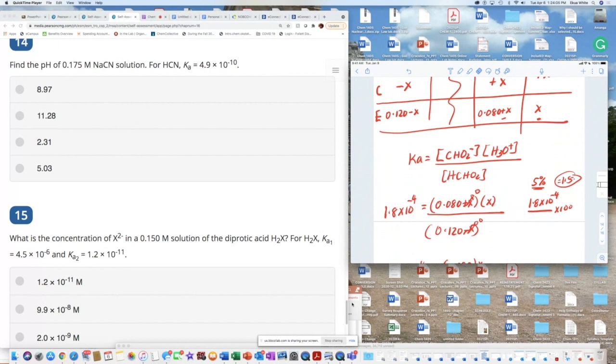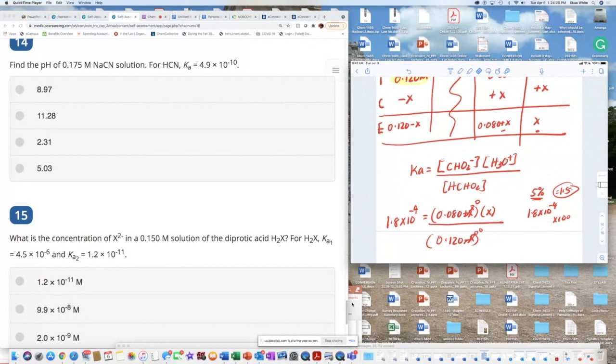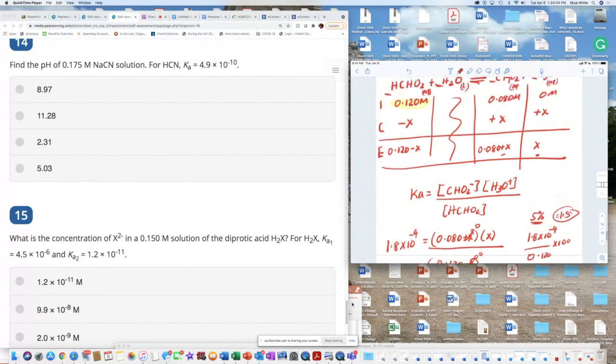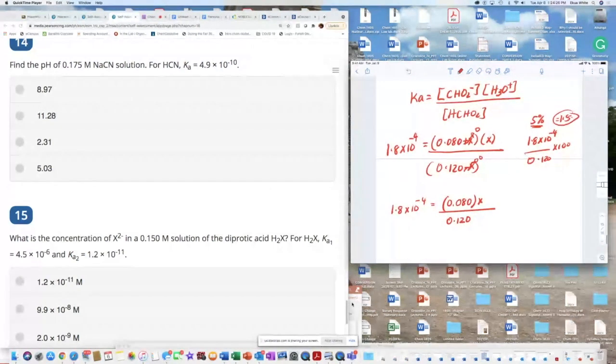Hold on, let me make sure it passes. 1.8 exponent -4 divided by 0.12 times 100. Oh, it passes. Okay, either way. 0.12. Okay, so 0.12, 0.08. I got my numbers correct. Okay, now I have to solve for x.